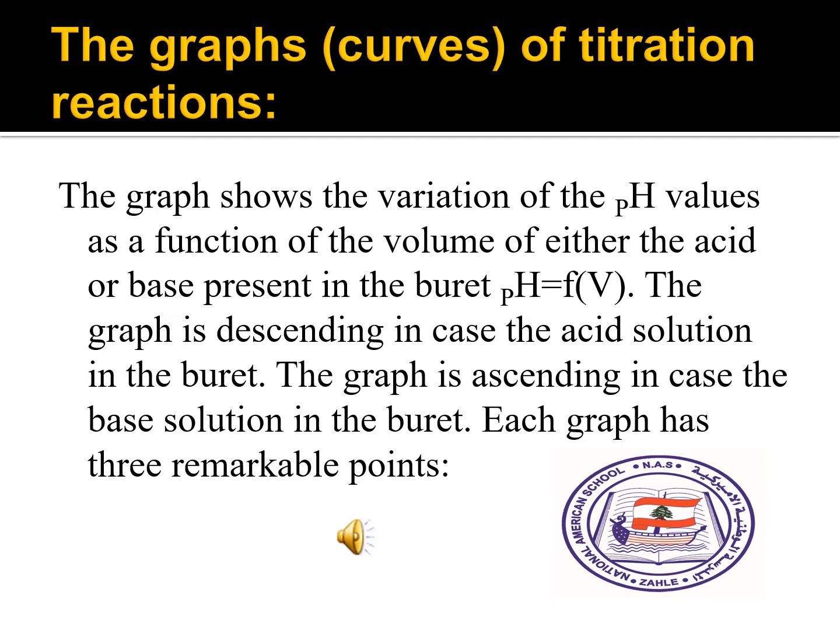Usually, the scale is 1 centimeter for 1 milliliter on the abscissa and 1 centimeter for 1 unit of pH on the ordinate. Now the graph is ascending in case the base is found in the burette, and the graph is descending in case the acid solution is found in the burette. Each graph has 3 remarkable points to look at.